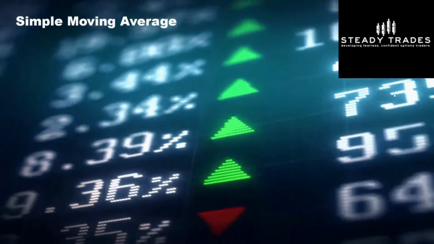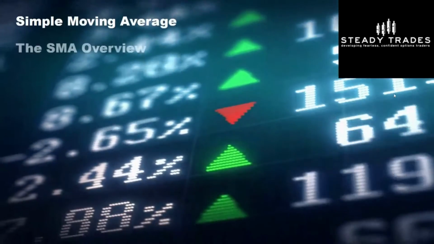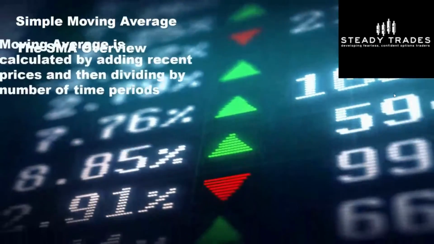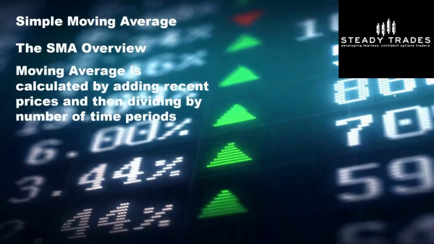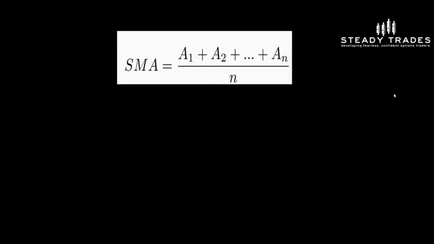I'm here to do a simple moving average overview. The SMA is a moving average that is calculated by adding recent prices and then dividing by the number of time periods. Here's an example of that formula. How will we put it to use? If you had a 10-period SMA on a daily time frame, you would take the past 10 days' closing prices, add them up, and divide by 10. That gives you the simple moving average.